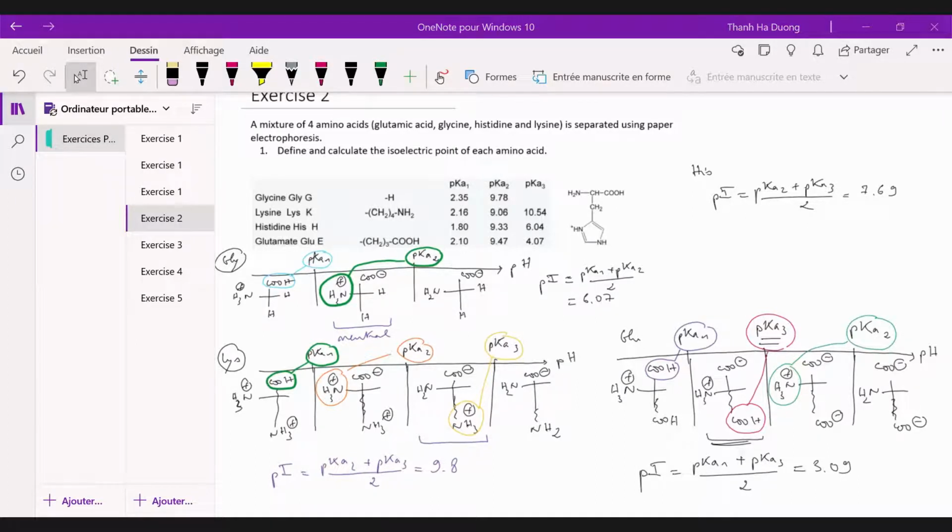So, the last question. In the experiment, we did 3 types of experiment at 3 different pH values, 1, 7, and 11. Okay. So for each experiment, we have to say how the amino acids migrate.